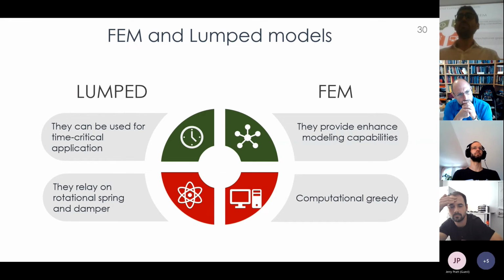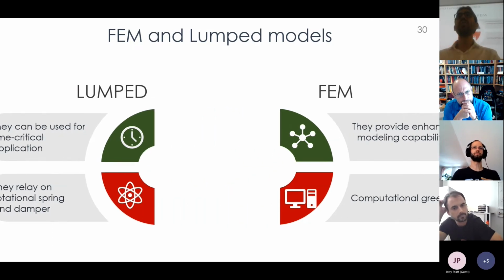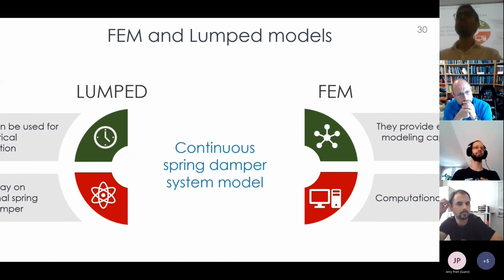Then we have the FEM model, and in this case, this kind of approach provides enhanced modeling capabilities, but on the other hand, it is computationally heavy. So this prevents its use online in real-time and time-critical applications. So our contribution goes in the middle. We want to propose a continuous spring damper system model that should run online, and at the same time, it should not rely on a rotational spring and damper system.